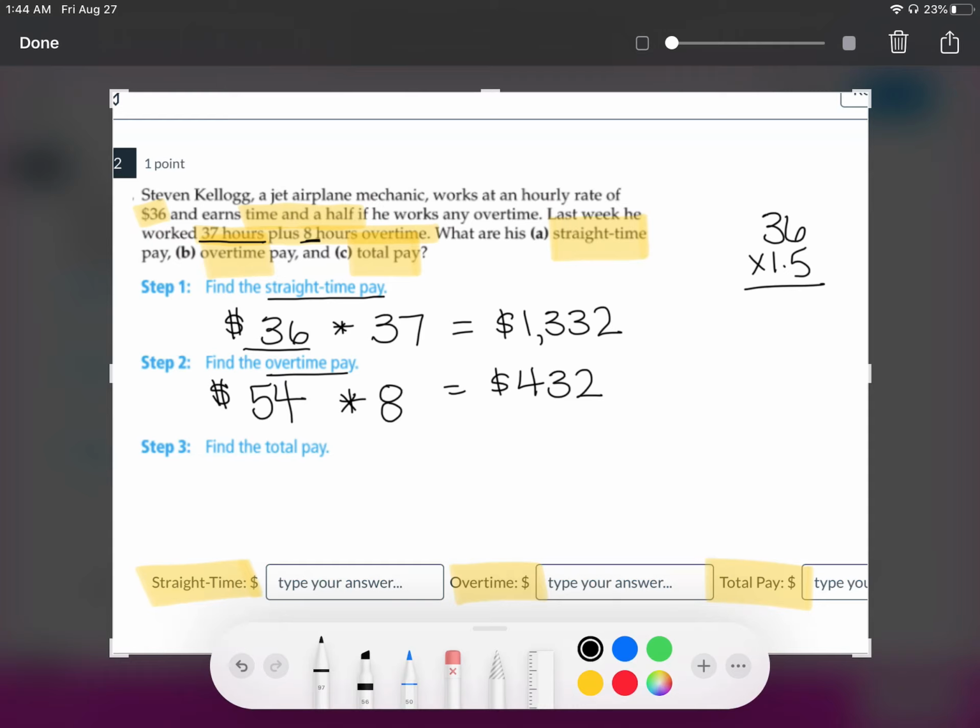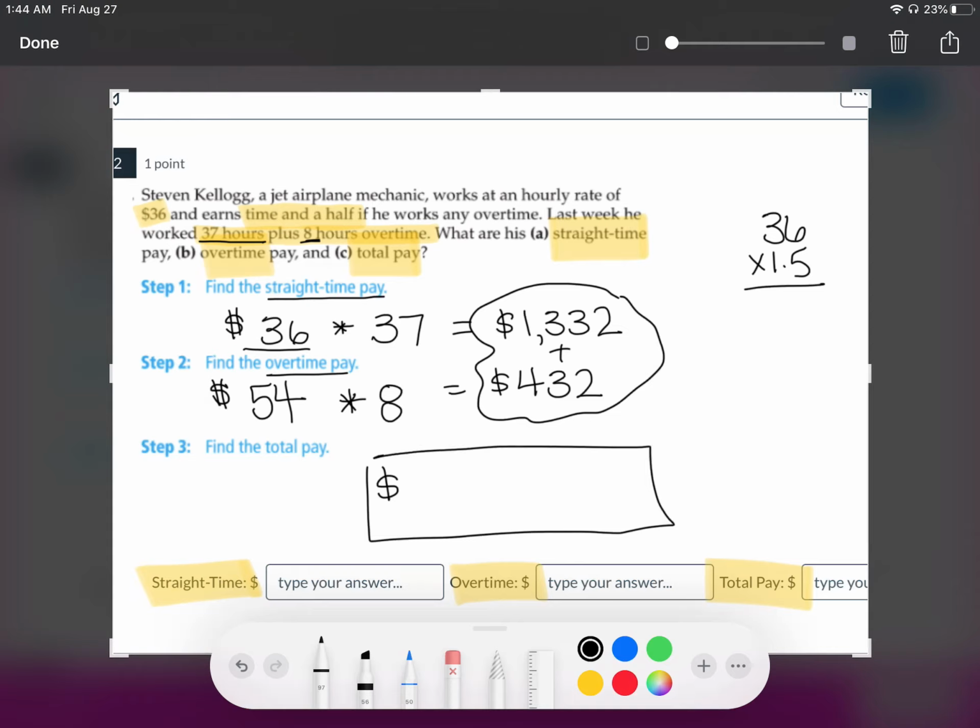Last but not least, it says find his total pay. You're going to add his straight time plus his overtime to give you a total. And I am honestly not going to write the correct answer. I'm about to write the wrong answer. That's because I want to see who's actually listening and doing this on the calculator on their own versus who's just copying me. So I'm going to write this down. And I know that it's wrong. They're the right numbers, but they're not in the right order.